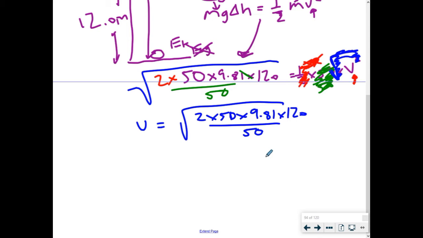Now, one thing that some of you may notice is, hang on, there's a 50 right here, there's a 50 right there. Did we catch that? What happens when you have 50 divided by 50? Yeah, in theory, they could cancel out, so I could simplify this a little bit. All we need to type into our calculators then is 2 times 9.81 times 12 and square root it. And we'll get a velocity.